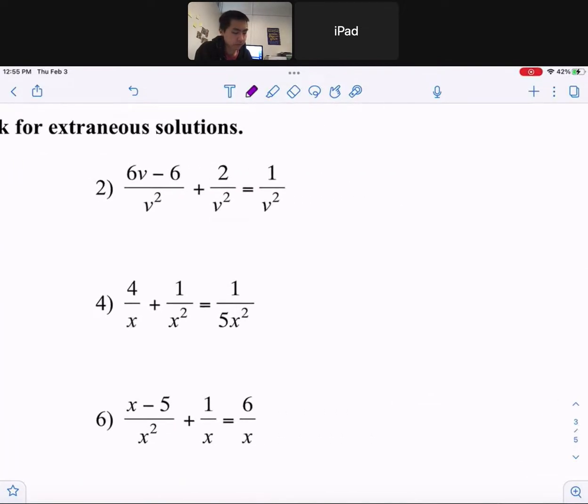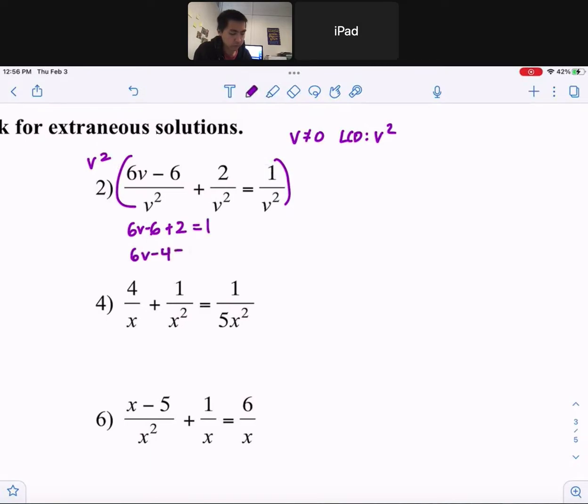Number 2, v can't be 0. The LCD is v squared, so I'm going to multiply the whole thing by v squared. This times this, the v squares cancel, so we just have 6v minus 6. This times this, the v squares cancel, so we just get plus 2. And this times this, the v squares cancel, so you just get equals 1.